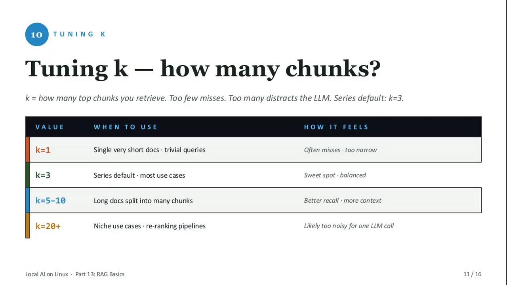Now, one knob worth understanding, K, the number of chunks you pull back for each query. Set it too low and you'll miss the passage you needed. Set it too high and you drown the model in noise. 3 is a solid default and what we use throughout the series. Bump it to 5 or 10 when your docs are long and split across many chunks. Beyond 20, you really want a re-ranker in the mix, otherwise the LLM just gets distracted.